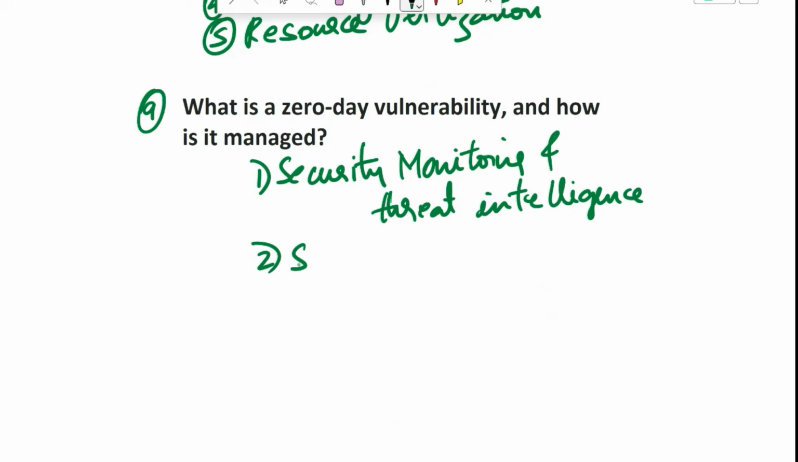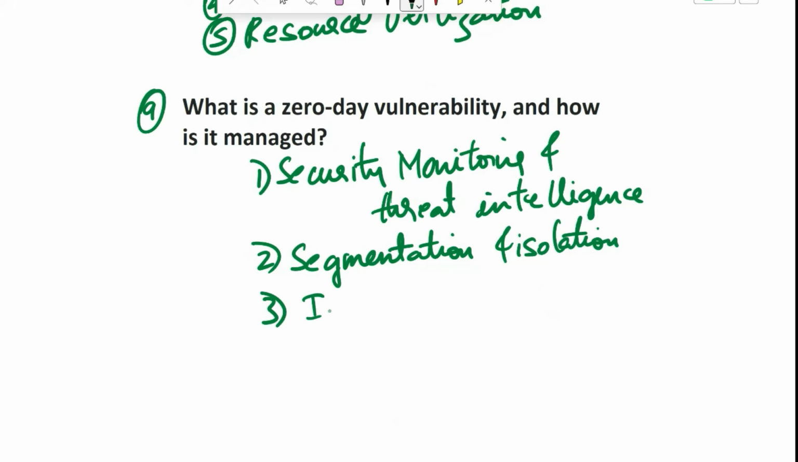Next one is segmentation and isolation. Implement network segmentation to limit the potential spread of attacks. Isolate critical systems and sensitive data from other parts of the network to contain potential breaches. Next one is IDS and IPS, that is intrusion detection and prevention systems. Use these systems to identify and block attacks targeting zero-day vulnerabilities. IDS and IPS can detect attack patterns and behaviors indicative of unknown threats.